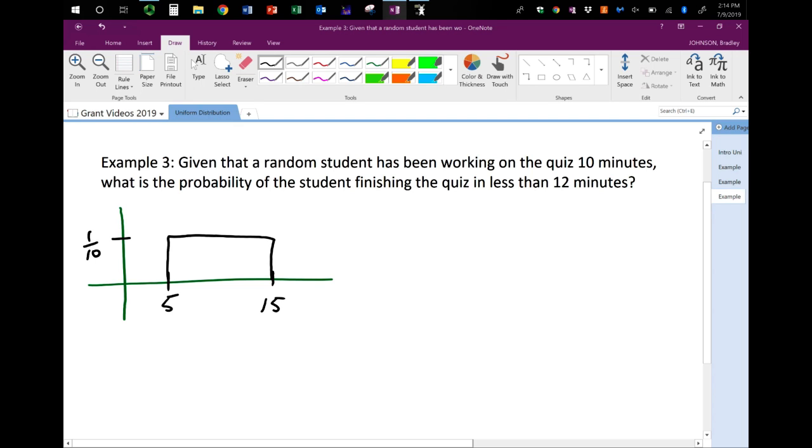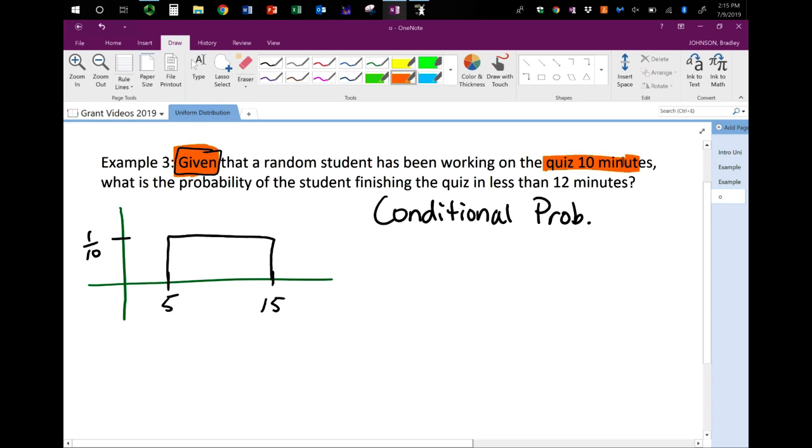Okay, now this type of example is called a conditional probability example. Conditional probability. And that's because we have the special word right here, given. We are given some information. Now we've been given that they've been working on the quiz 10 minutes. So I'm going to mark right here will be 10. Now that they've been working on the quiz 10 minutes, we don't care that they've been working 5 minutes, 6 minutes, 7 minutes, 8 minutes. We don't care about anything before that. They are working for 10 minutes, right?